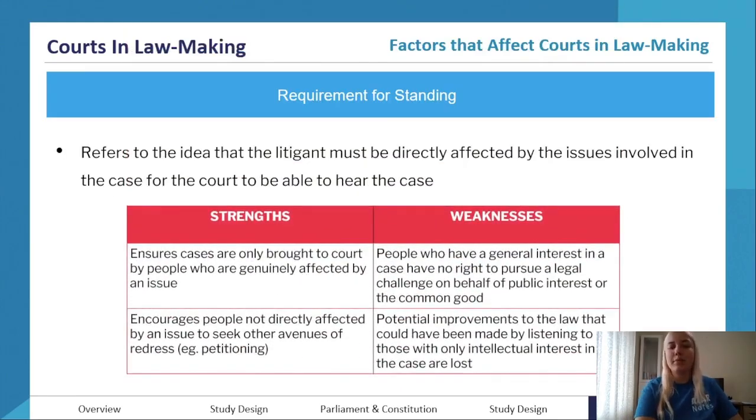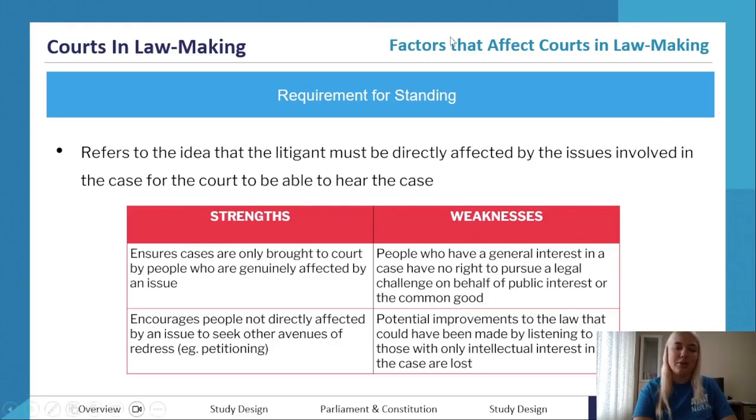And then, of course, the requirement for standing, and we said that this is the requirement that the litigant has to be directly affected by the issues involved in the case in order for the court to be able to hear the case. So I can't go to court because someone did something to my friend or a law breached the rights of my friend. It has to be directly relating to me and affecting me.